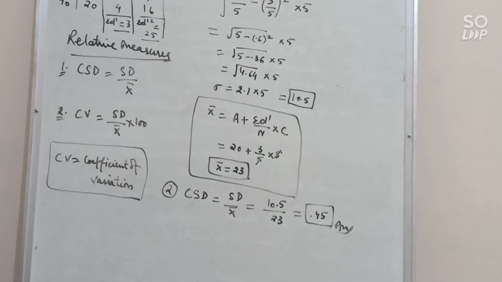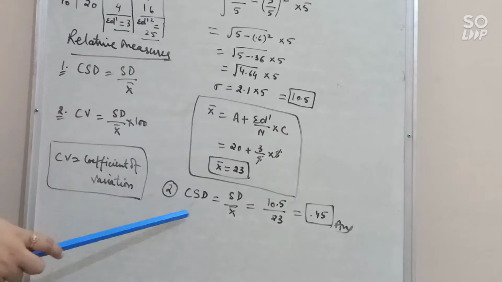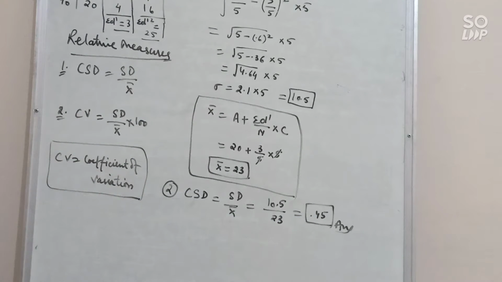The difference is only that we are converting CSD into the percentage form. So when we multiply it with 100, we have the coefficient of variation. For example, in this question we have CSD 0.45. So if you calculate CV, the answer will be 45%. That's it. This is the only difference.